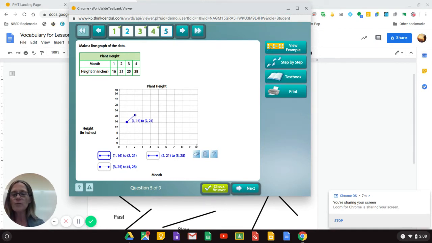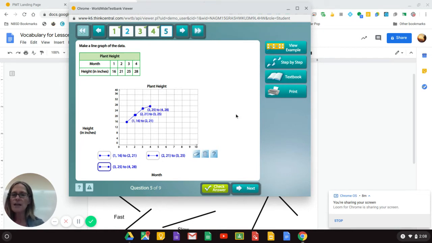Okay, what's the next one I'm going to do? Do I do 2, 21 or 3, 25? You're right, you guys. I do 2, 21. My lines need to stay connected. So 2, 21 to 3, 25. And then my last one will be 3, 25 to 4, 28.